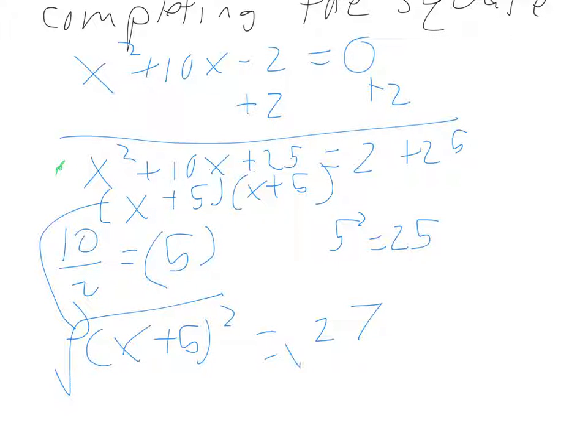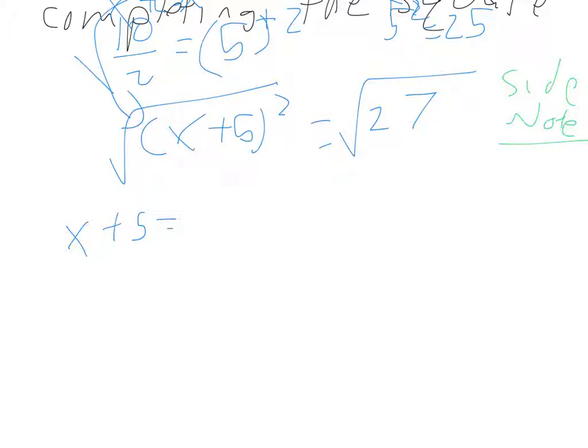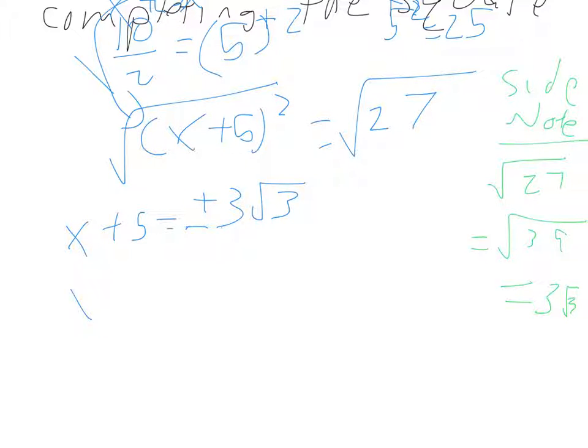So now, if we square root both sides, before we solve, let's see if we can simplify square root of 27. We know 27 factors down to 3 times 9. Square root of 9 is 3, so that simplifies to 3 times the square root of 3. So x plus 5 equals positive or negative 3 square root of 3. Now if we solve for x by subtracting 5, we would have negative 5 plus or minus 3 square roots of 3.